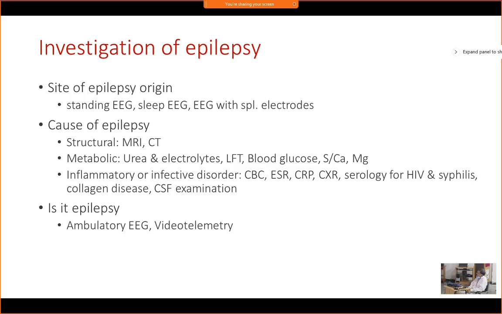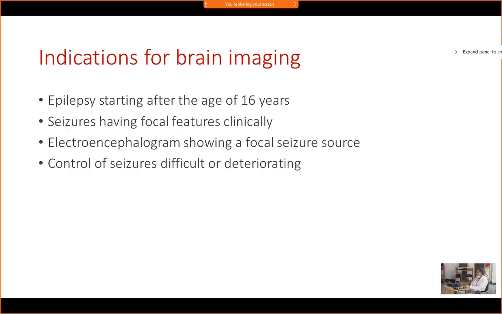Then finally, to find out whether the seizure is an epilepsy or it is a pseudo seizure, for that you have to do a long tracing of the EEG, either an ambulatory EEG or video telemetry, by which you can make out during the convulsion what was the EEG pattern. So from that you can make out whether it was a pseudo seizure or it is actually a seizure.